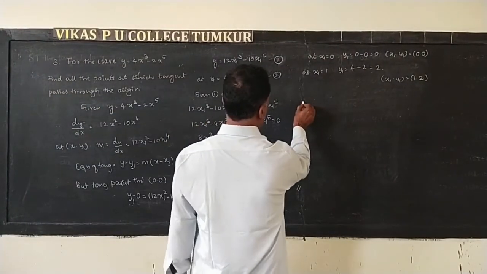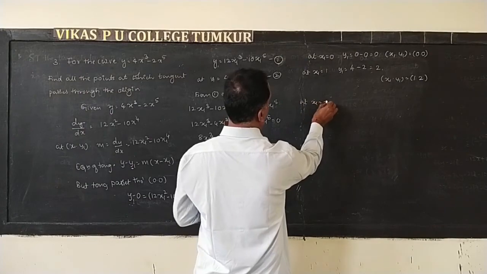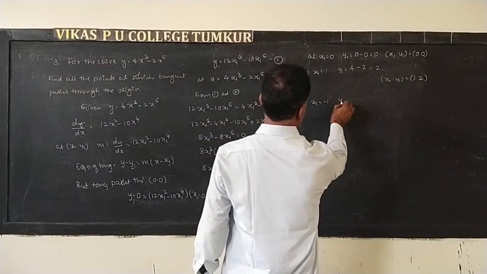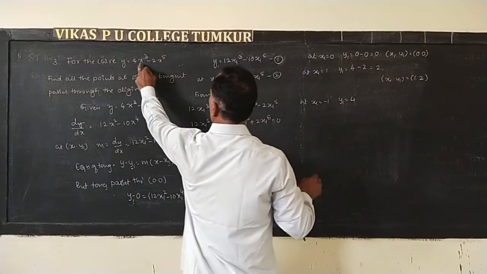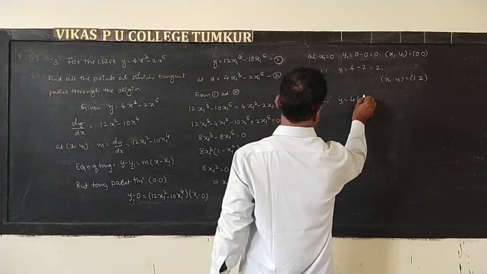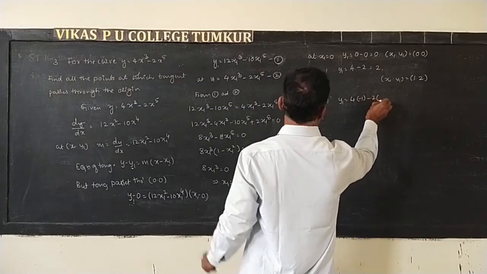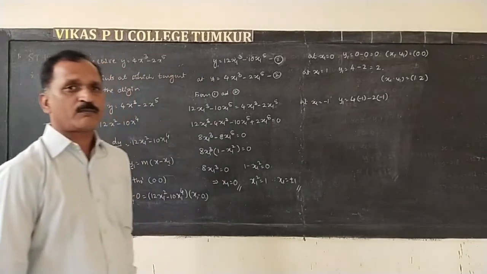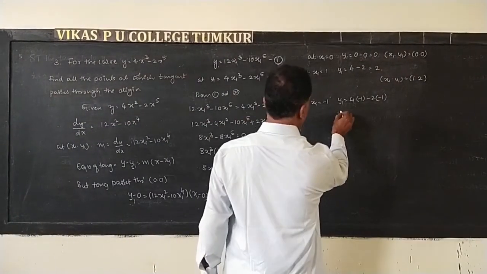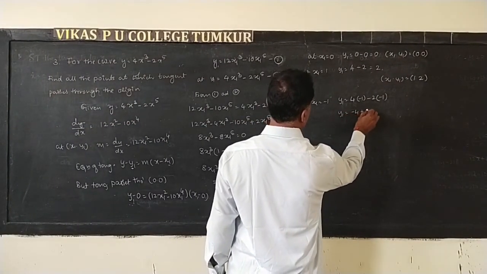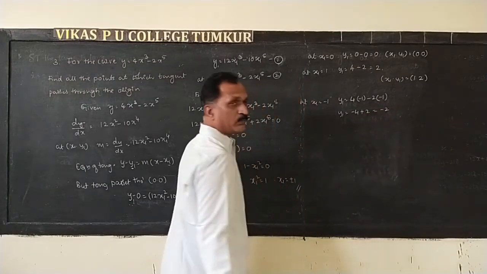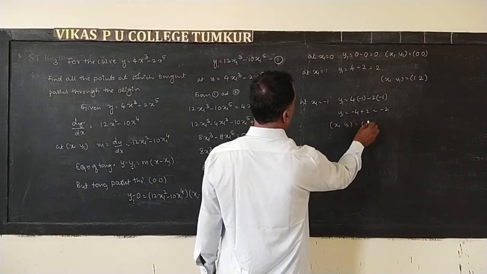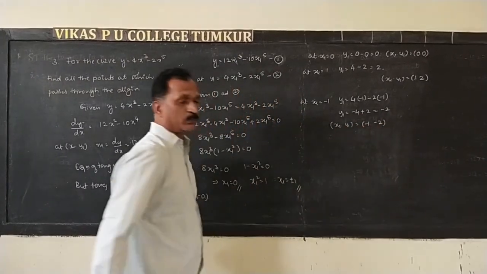At x1 is equal to minus 1, let me find the value of y1. So y1 should be equal to 4 into minus 1 whole cube, which is minus 4, minus 2 into minus 1 to the power of 5, which is also minus 1 times 2. So y1 should be equal to minus 4 plus 2, which is equal to minus 2. So the third point is (x1, y1) is equal to (minus 1, minus 2).